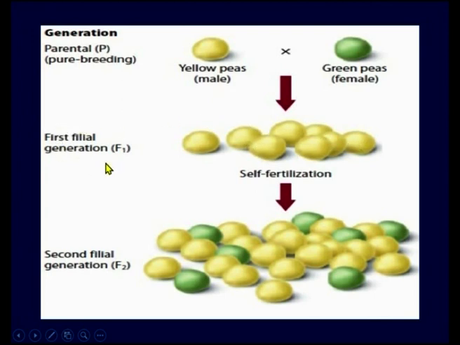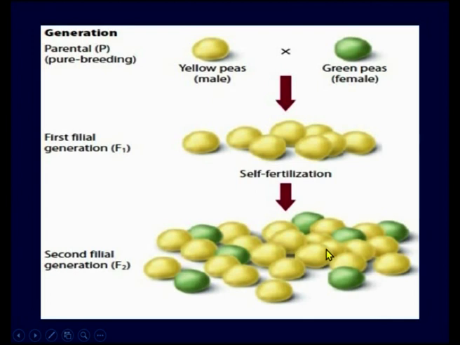So this is the first filial generation. Now when these plants are allowed to go with selfing, self pollination takes place, here you can get even green color seeds, that means plants which will produce green color seeds. This is the result of F2. This is the result in the F2 generation.